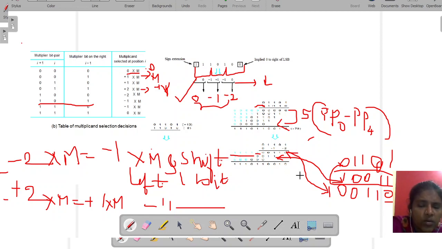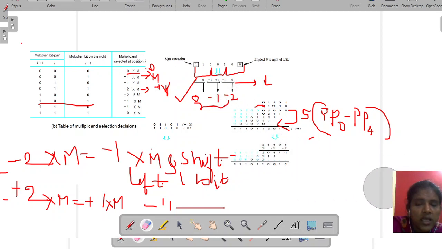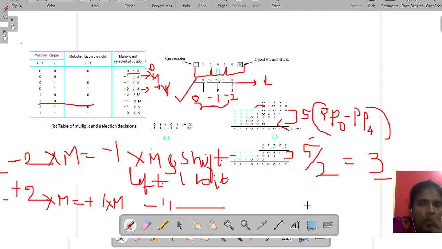Now, what is the advantage over here? The advantage here is the number of partial products is reduced to 2. How many bits are there? 5 bits are there. So 5 by 2, what is 5 by 2? It's an integer division. It's not exactly an integer, approximately 3 partial products are there. Okay, this is your answer. I hope this example is clear for the bit pair recoding.